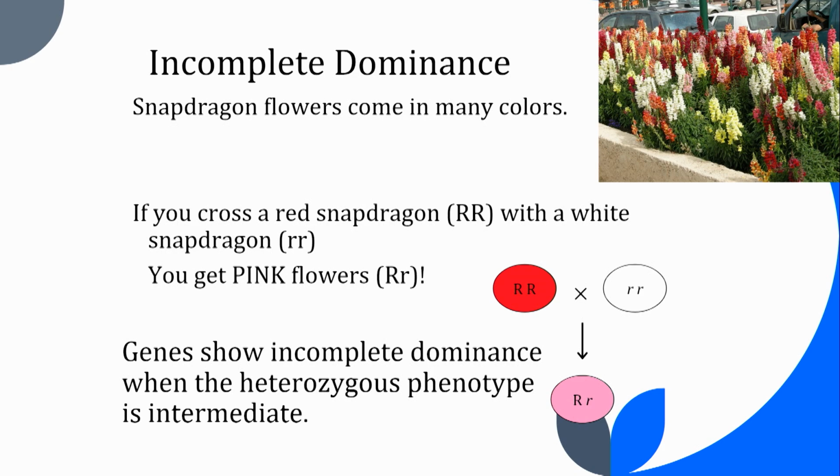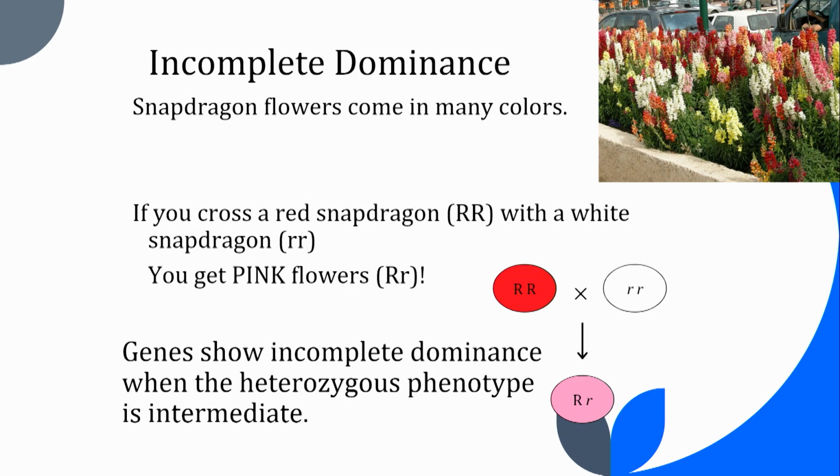It's called incomplete dominance. In incomplete dominance, what's going on here is that the dominant allele is not totally dominant over the recessive allele. And so what that means is it doesn't mask it 100%. An example of this is snapdragon flowers. In that top right corner, those are snapdragon flowers, and you can see that they come in a lot of different colors. And the reason for this is that the color of these flowers is in a form of inheritance called incomplete dominance.